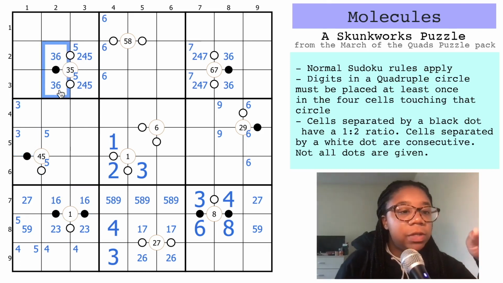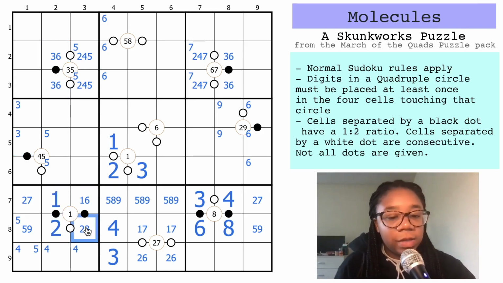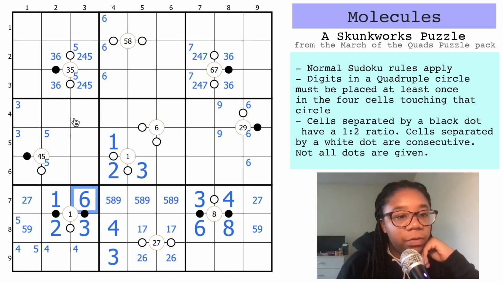But also, this 3-6 pair looks down to make this a 2, and 2 is a pair with 1. 2 is next to 3, and then 3 is with 6. So I'm actually able to fill out a good portion of that.